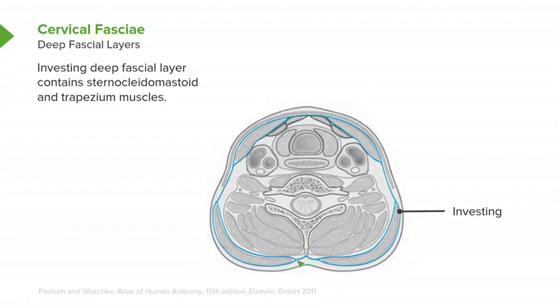and then as you go to the opposite side, that single investing fascial layer divides, with one division going superficial to the trapezius, and again one going deep to the trapezius. And as you come anteriorly, they join to form one investing layer, and then they separate around the sternocleidomastoid again, forming a superficial component or lamina as well as a deep lamina.